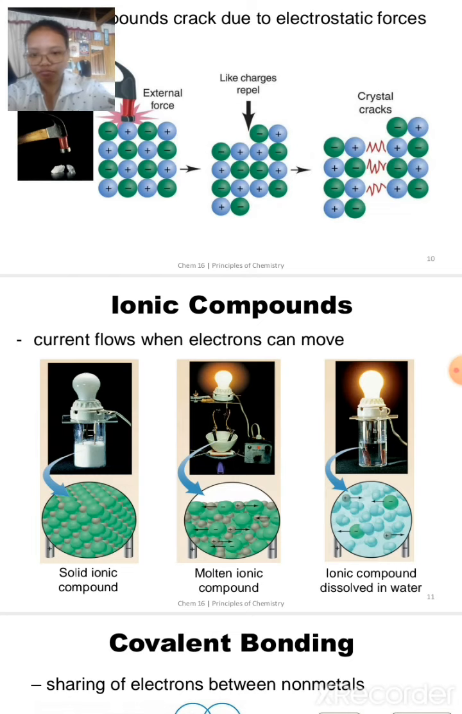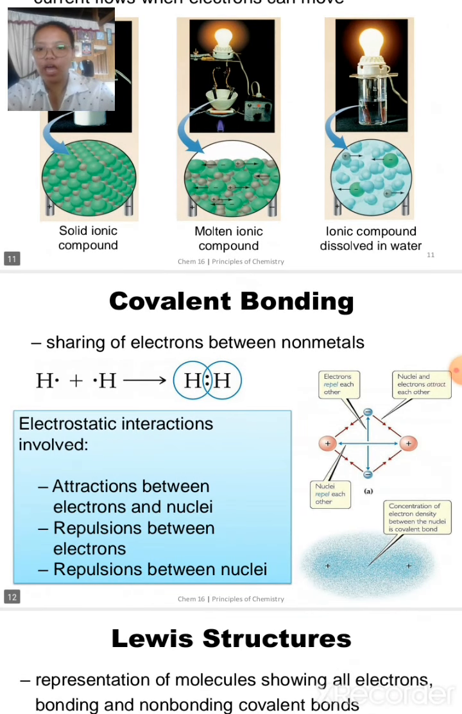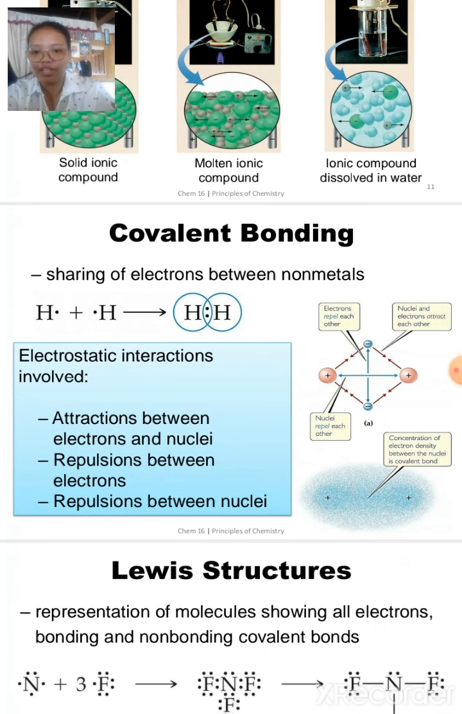charge. For covalent bonding, it is the sharing of electrons between non-metals. So, now we are on covalent. The electrostatic interactions are attractions between electrons and nuclei, repulsions between electrons, and repulsions between nuclei. Take note again, covalent bonding is sharing of electrons between non-metals.